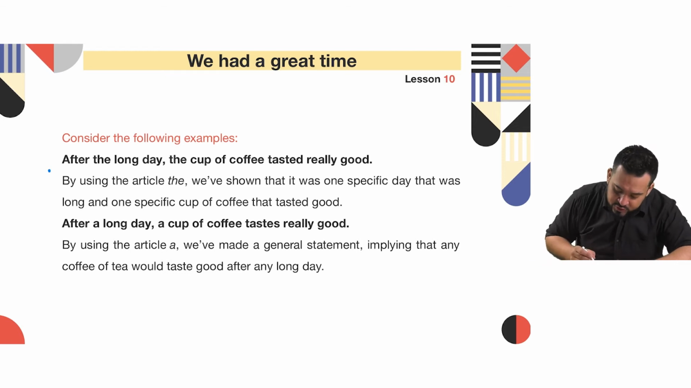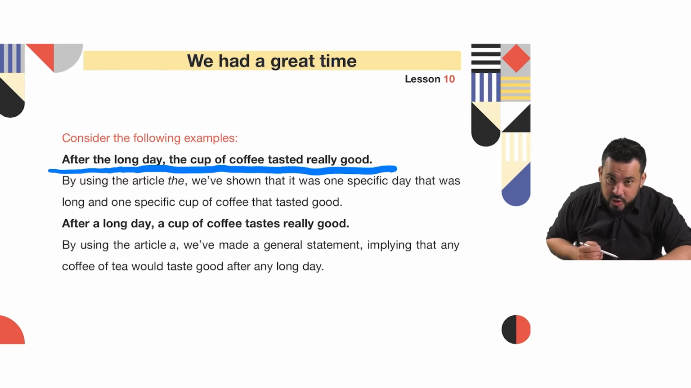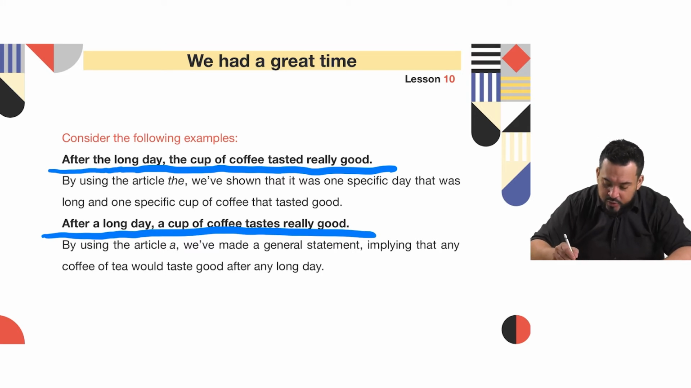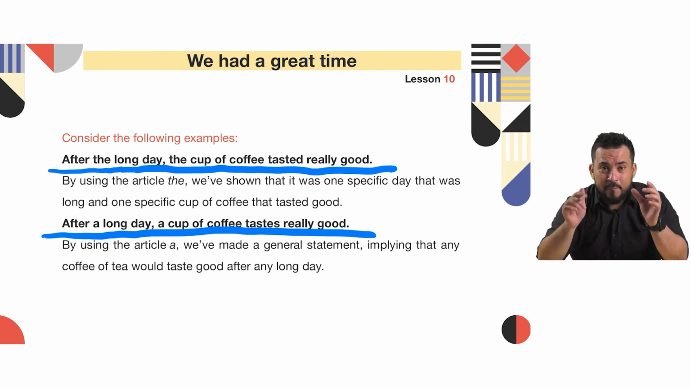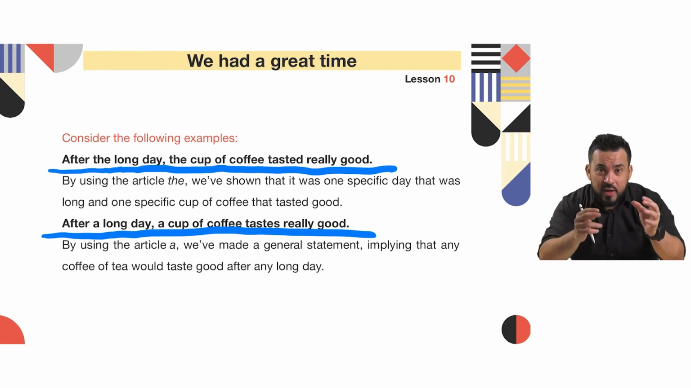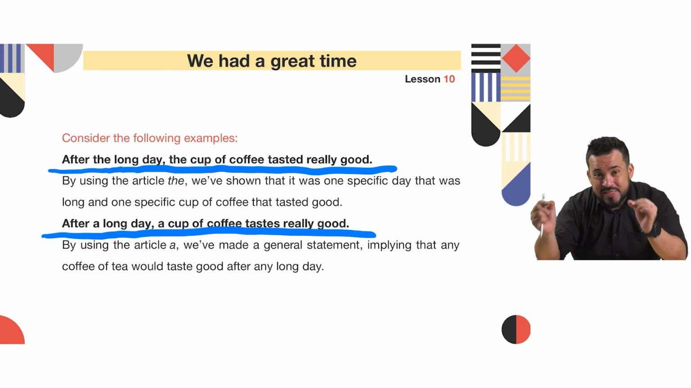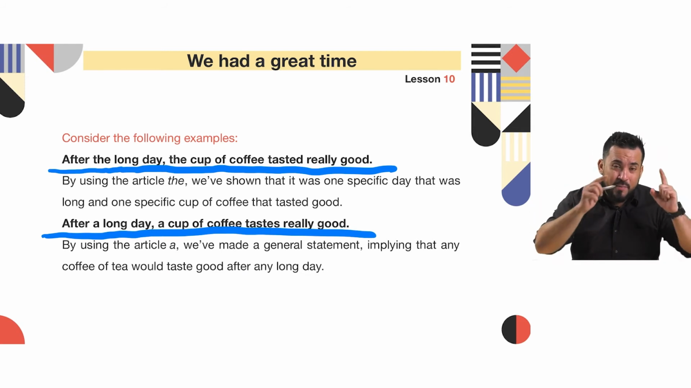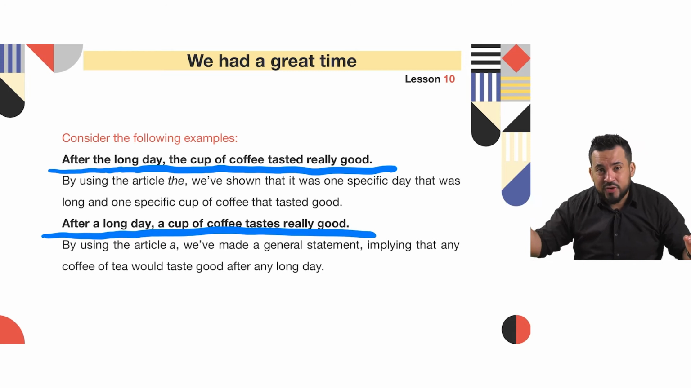Let's consider the following examples. We have two sentences. The first says, after the long day, the cup of coffee tasted really good. The second says, after a long day, a cup of coffee tastes really good. What is the difference between these two sentences? In the first, we use the article the. Here we're talking about one particular day, one specific day, and that specific cup of coffee tasted really good. We're not talking in general, but about one particular day and one particular cup of coffee.